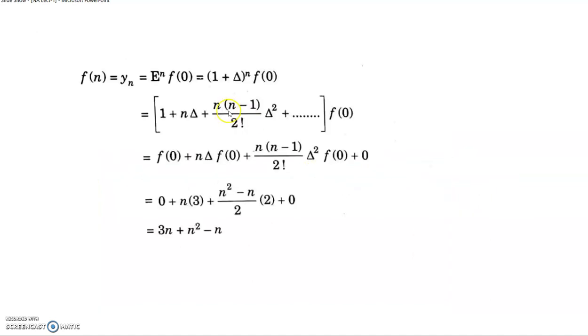We'll start with E raised to power n. So here y_n can be written as E raised to power n f of 0. See here the initial point is 0 and we have to step by n. So we'll get y_n, or you can say f of n. Now E is 1 plus delta, and again after binomial expansion you will get these terms. The values of f of 0, delta f of 0, delta square f of 0 come from the table, and after substituting all these values you will finally get this polynomial, n square plus 2n, which is a polynomial of second degree.